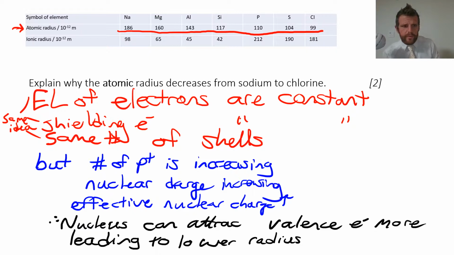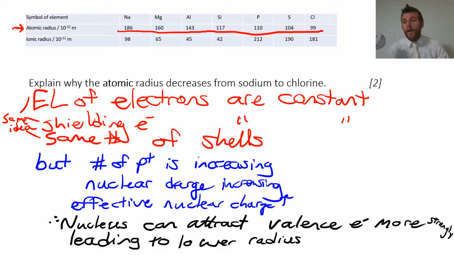Yeah, I'm not happy with how this black part is worded. Hold on here. Nucleus can attract. Oh, that's not even how you spell attract. Let's fix that right now. Nucleus can attract valence electrons more strongly. Or, yeah. That's all right. That's okay.